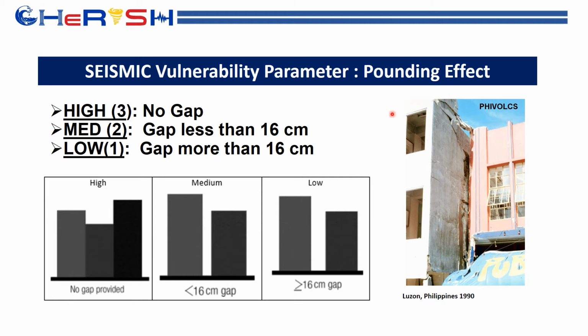Pounding effect is another concern, especially for two buildings which are too close to each other. So buildings which have a high gap, like 16 centimeters or higher, have low vulnerability, and buildings which have almost no gap, like in this figure, have high vulnerability.